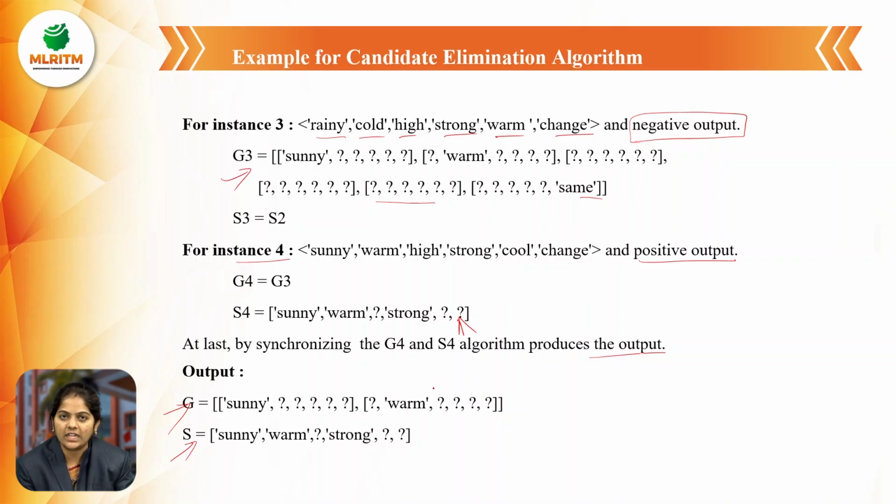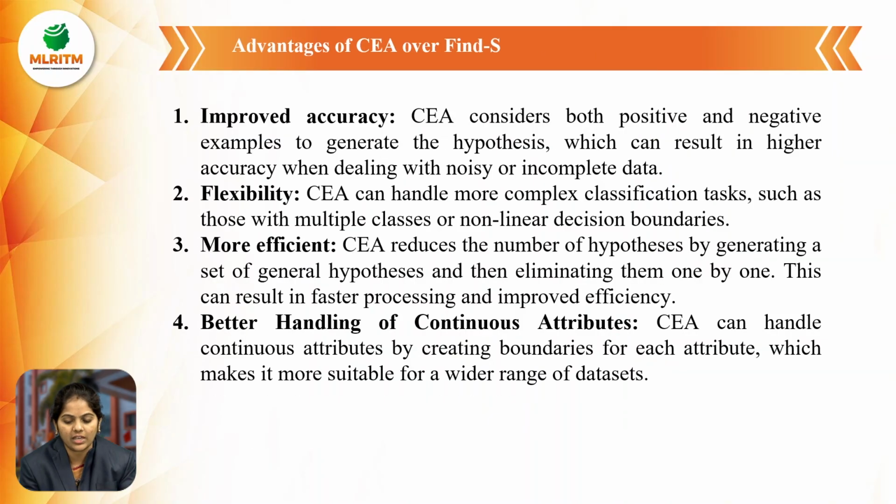The difference between the Find-S algorithm and the candidate elimination algorithm is that in Find-S we compare only positive examples, and we compare each attribute value. When both attribute values are the same, we keep the same attribute value. If they are different, then we replace it with a question mark. In the candidate elimination algorithm we also do the same step for the positive example, and for the negative example we do the specification, that is the specific hypothesis. So here we have the advantages of the candidate elimination algorithm compared with Find-S.